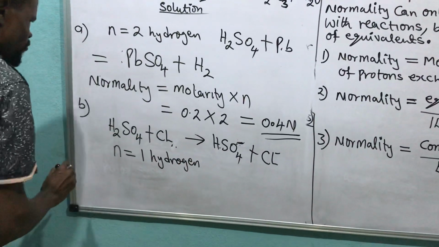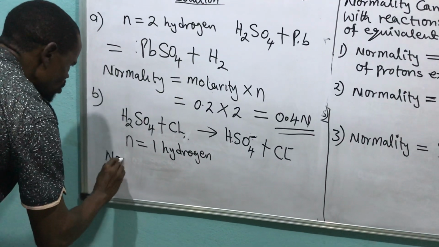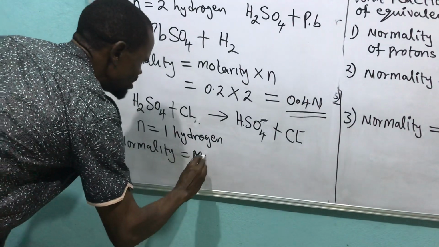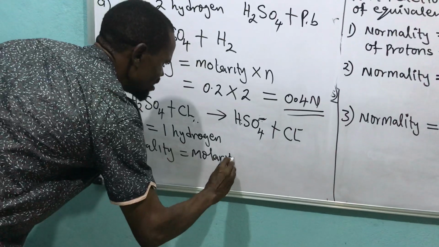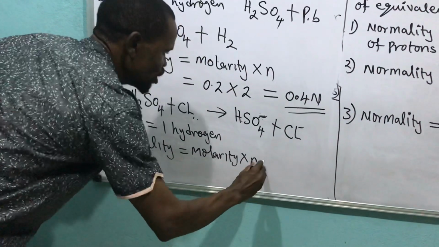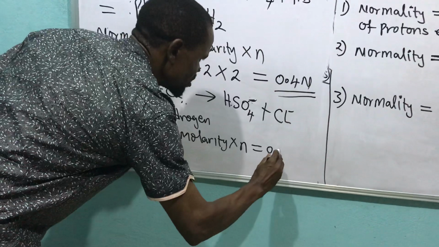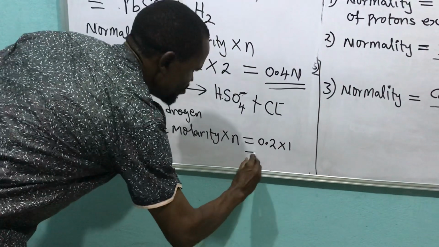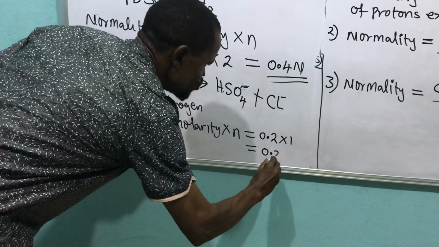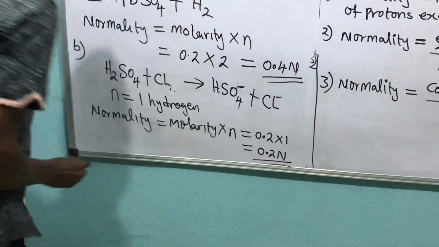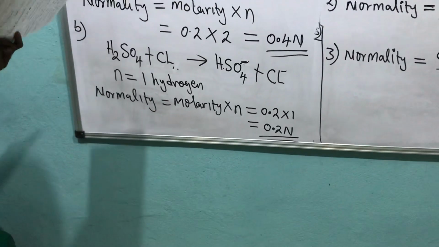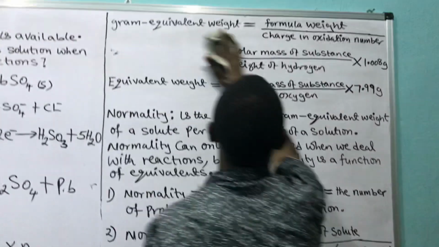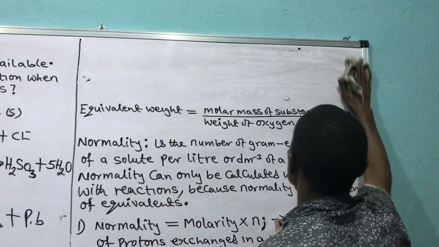Then using our normal formula, we say normality equals molarity times n, which means 0.2, which is the molarity, times 1, and that will give me 0.2 normality. For the second question, that's our answer. Then let us go for question number 3, which is number C.